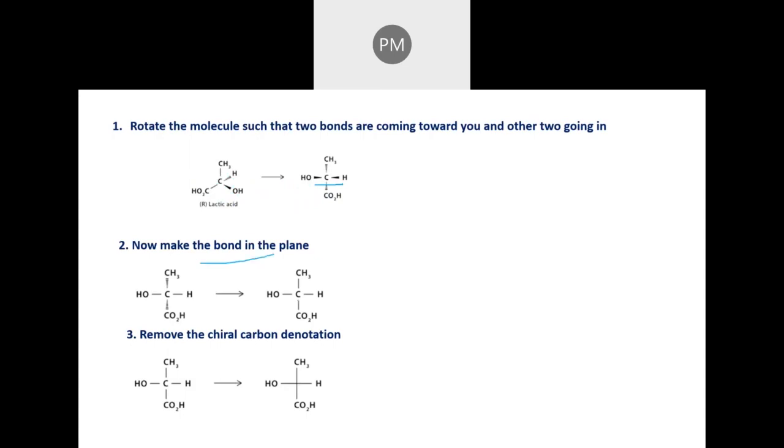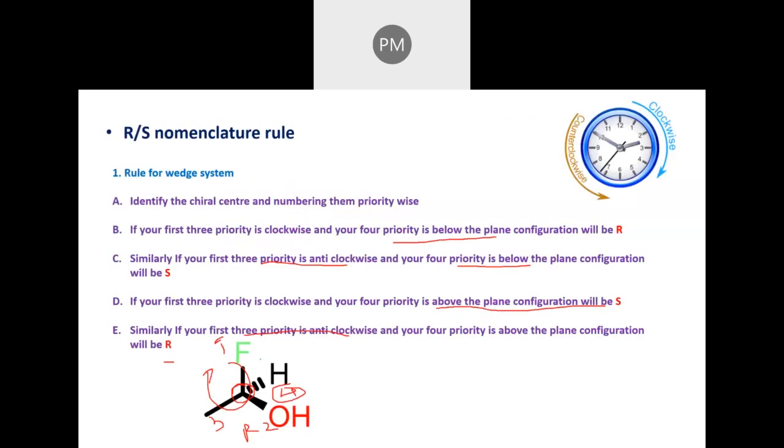draw all those lines, and after that we remove this carbon center. After that, we have to know how we give the R or S nomenclature. For R or S nomenclature for the wedge conformation, the rule is like this. First we have to identify the chiral center. Next we have to find the priority of the substituents present on the chiral center, and then find out whether our fourth priority is above the plane or below the plane.